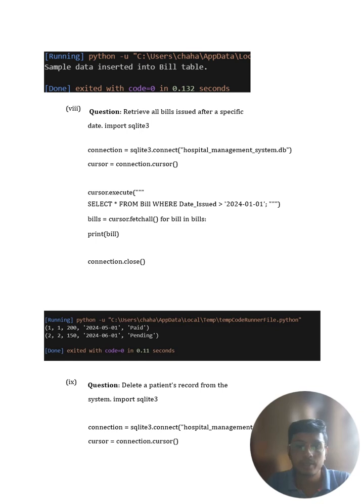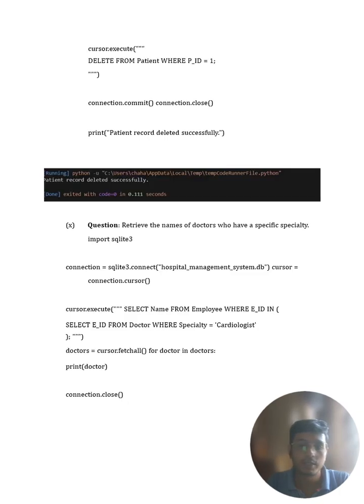Question number 9 is to delete a patient record from the table in the hospital management system. Delete is simple: delete from patient. You have to specify which patient you want to delete, or else all the patients will be deleted if you use star. So I've specified that I have to delete the patient with patient ID equal to 1.